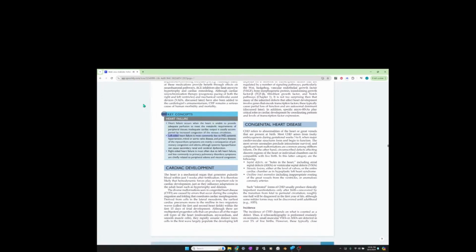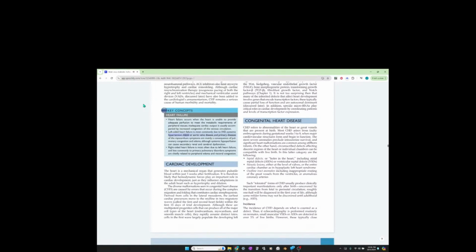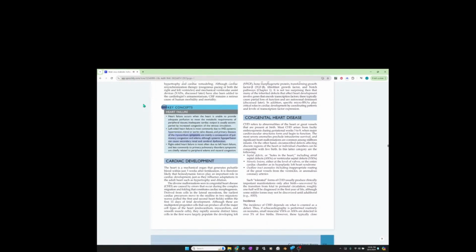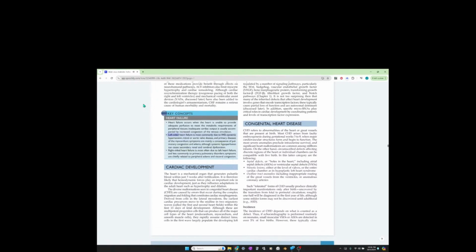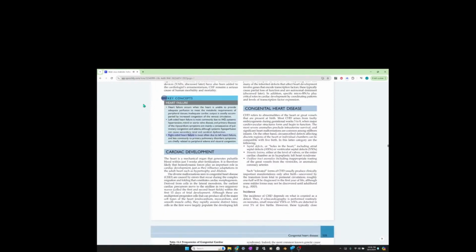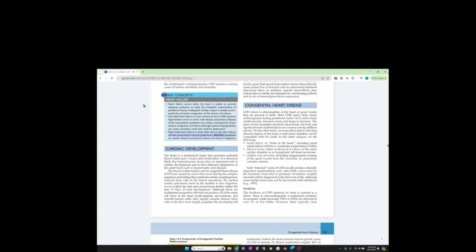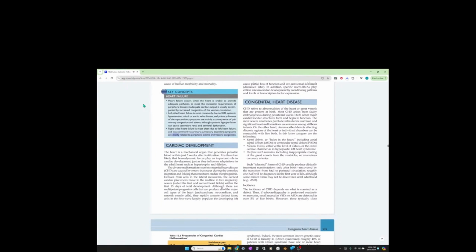Left-sided heart failure is most commonly due to IHD, systemic hypertension, mitral or aortic valve disease, and primary diseases of the myocardium. Symptoms are mainly a consequence of pulmonary congestion and edema, although systemic hypoperfusion can cause secondary renal and cerebral dysfunction. Right-sided heart failure is most often due to left heart failure, and less commonly to primary pulmonary disorders. Symptoms are chiefly related to peripheral edema and visceral congestion.